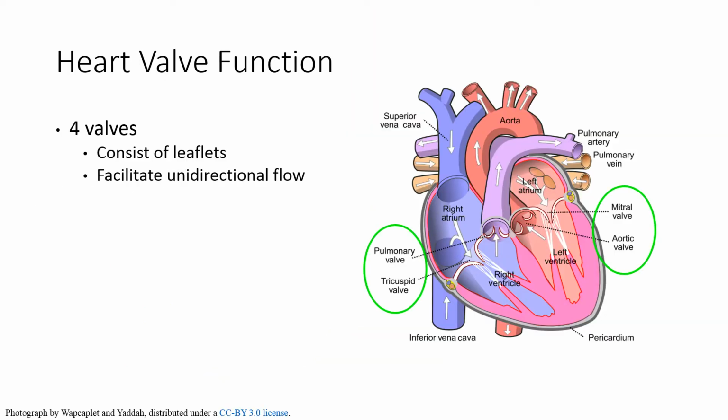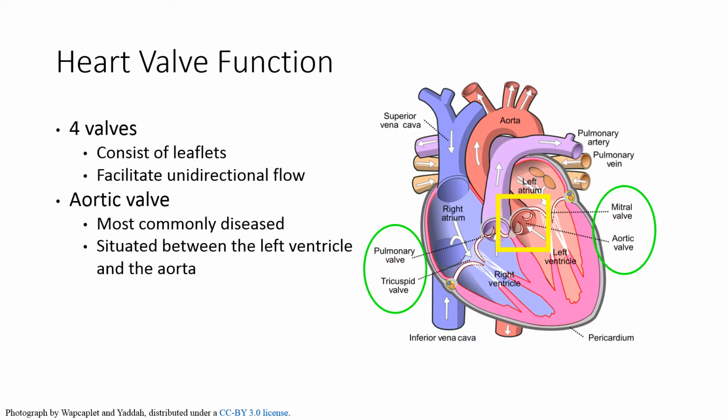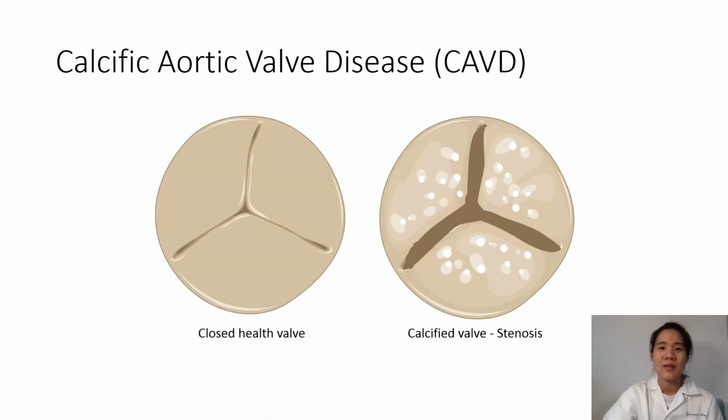Our heart has 4 valves, each consisting of leaflets that facilitate unidirectional blood flow. The aortic valve is located between the left ventricle and the aorta and is the most commonly diseased of all. Calcific aortic valve disease is one of the most prevalent chronic heart problems that involves hardening of aortic valve leaflets due to calcium phosphate mineral deposition. This leads to valve stenosis, regurgitation, and overall reduced cardiac output.